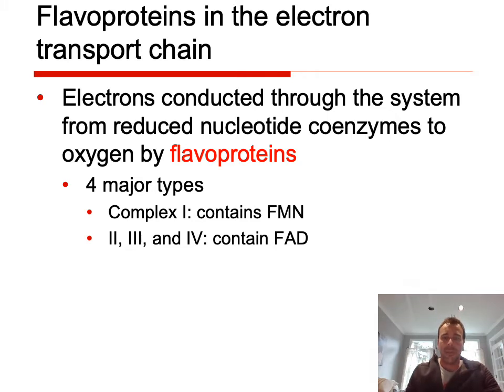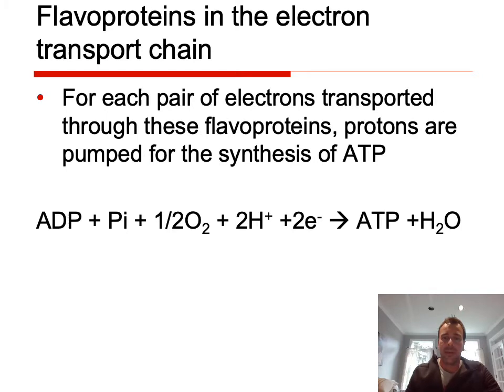The flavoproteins in the electron transport chain are what help conduct electrons through the system. There are 4 major types. Complex 1 contains FMN, and 2, 3, and 4 contain FAD. For each pair of electrons transported through these flavoproteins, protons are pumped for the synthesis of ATP. Here's the overall reaction shown here.